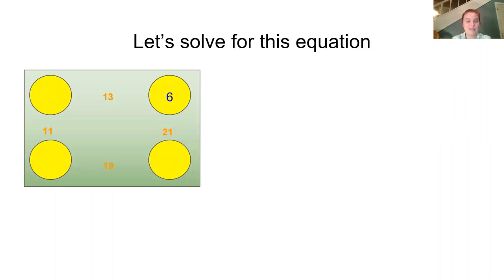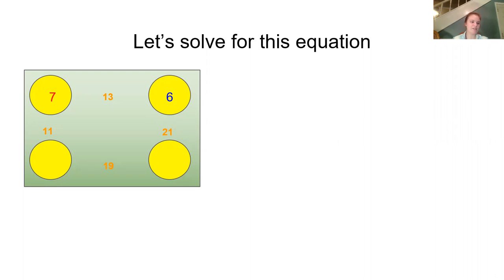Let's solve for this equation. Our first equation is composed of a diagram which gives us 4 orange numbers with 4 yellow circles. The top right circle has a 6. The orange numbers are the sums of the yellow circles on either side. For instance, we need to find the number that can be added to 6 for a sum of 13. Our top left circle will be 7.